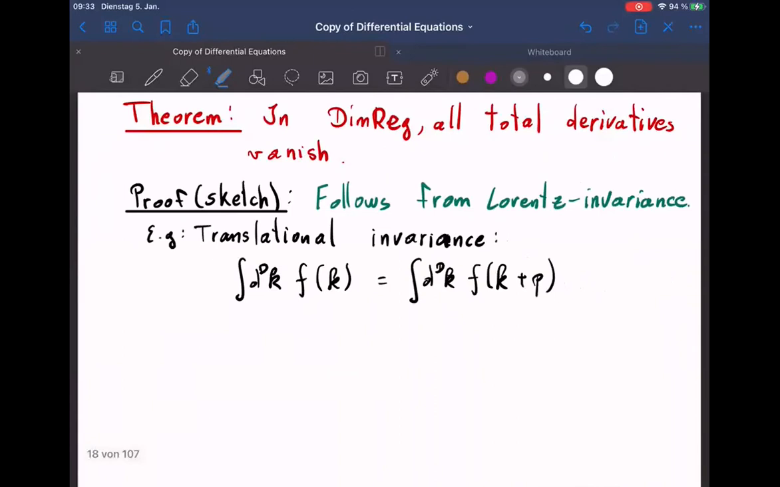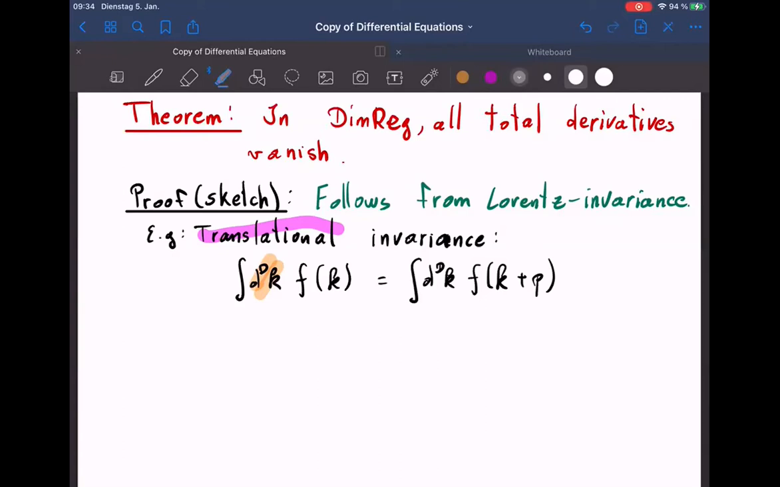So let's quickly go through the proof, at least heuristically. The proof is based on Lorentz invariance. Let's just look at translational invariance. The other generators work the same way. Clearly my integration measure is Lorentz invariant. My integration domain, integrated over whole space, is Lorentz invariant. So if I have an integrand that is Lorentz invariant, the integral is Lorentz invariant. Let's forget about issues of convergence. I work in dimensional regularization and everything is convergent.